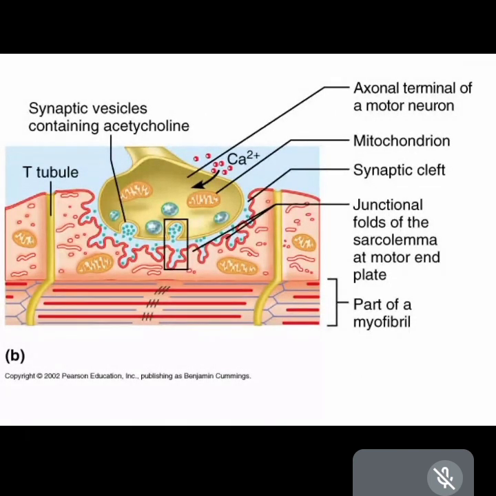So again, I'll try to give you a video on how these things work so that you can better understand. But okay, to make you understand, this is the axonal terminal of a motor neuron, the mitochondria, the synaptic cleft, the junctional folds of the sarcolemma at the motor plate, and then this is part of the myofibril of the skeletal muscles.